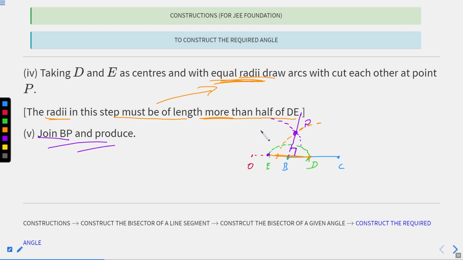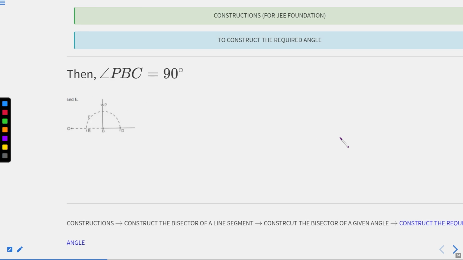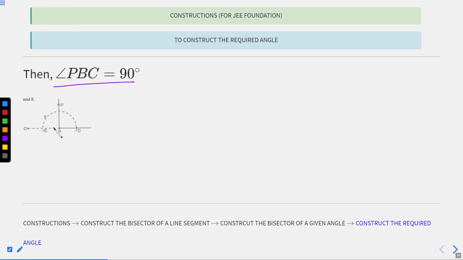Join BP and produce it like this, and this angle will be our 90 degree. So this PBC is our 90 degree. I hope this is clear. So BC, we produce it at O.